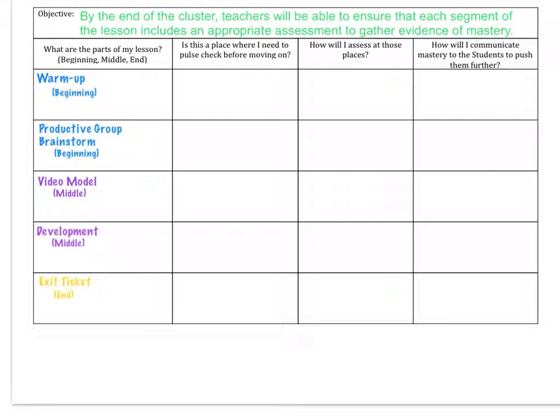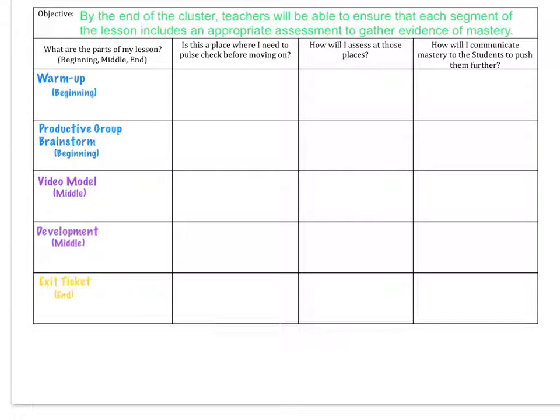So the parts of my lesson are a warm-up. I wanted a productive group brainstorm. So productive group is an idea of I want my kids working together, or my teachers working together, to brainstorm some ideas. And then the video model, the development using that video model, and then the exit ticket. And I've labeled those beginning, middle, and end.